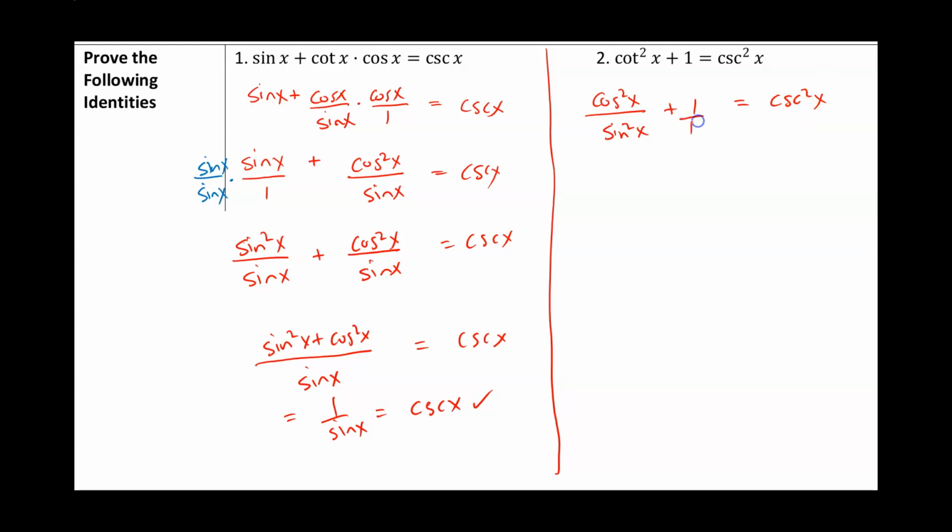Now I'm going to write this as 1 over 1. Let's get a common denominator. I want to take the 1 and I want to convert that into a sine squared x. So the only way to do that is to multiply the second fraction by sine squared x.